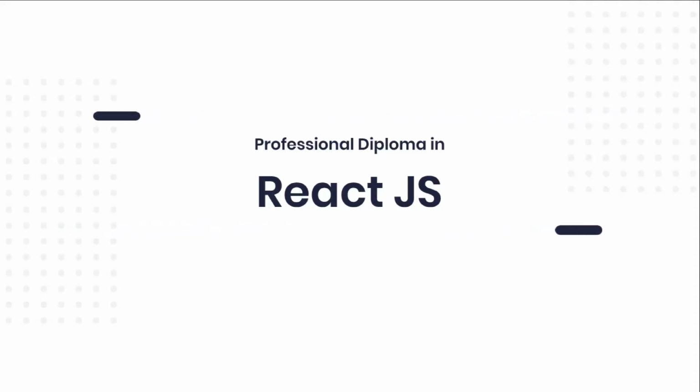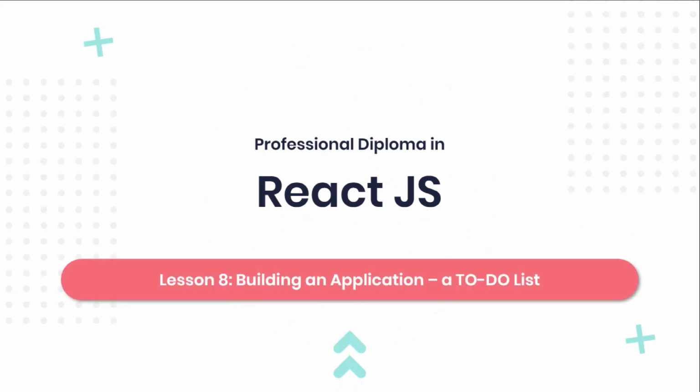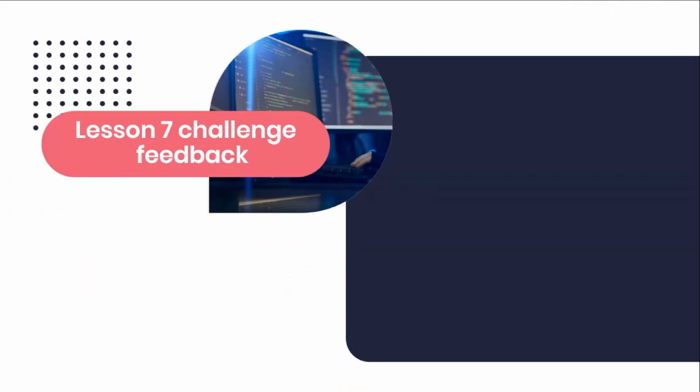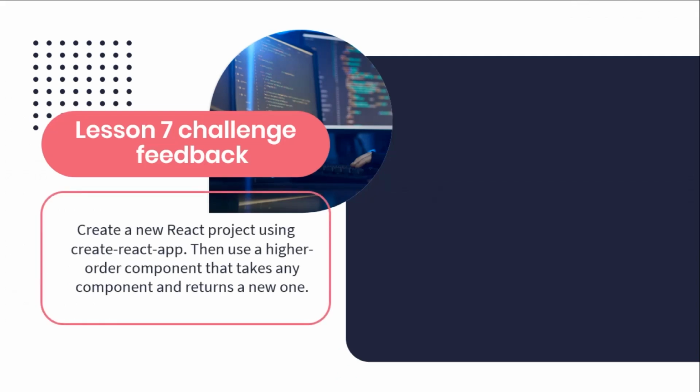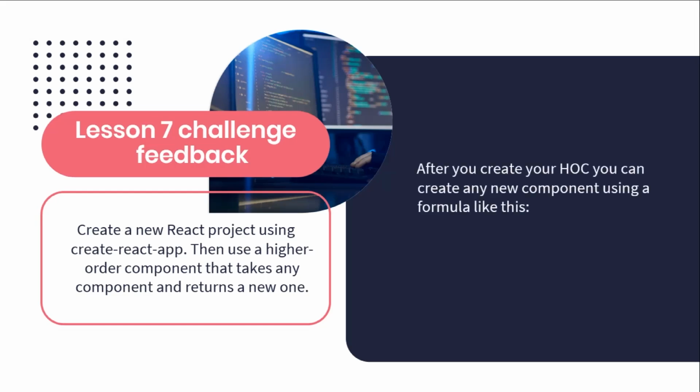Welcome back to your professional diploma in React JavaScript. This is lesson 8, building an application, a to-do list. And for lesson 7's challenge, you were tasked to create a new React project using create React app. Then use a higher order component that takes any component and returns a new one. As you know, a higher order component, or an HOC, takes a component as an input parameter and returns a new component. So after you create your HOC, you can create any new component using a formula like this.